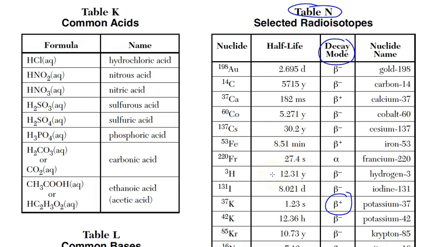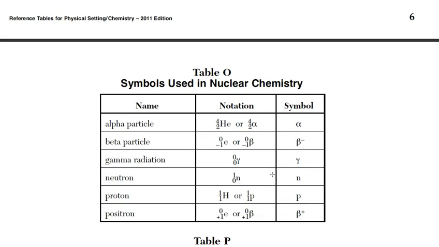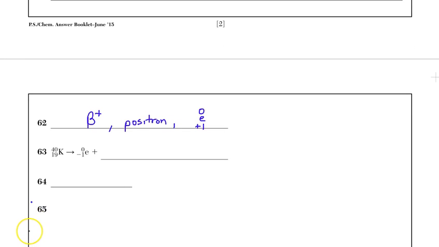Now, again, I would say call it a positron, and if you didn't know that, you'd go to Table O, and you see that B+ is a positron. So that's the decay mode. It gives off a B plus or a positron. So Table N in concert with O can tell you what that particle is. So 62, right from the reference table.